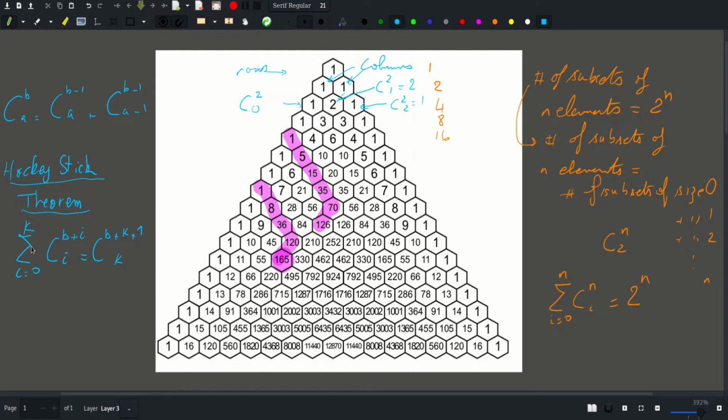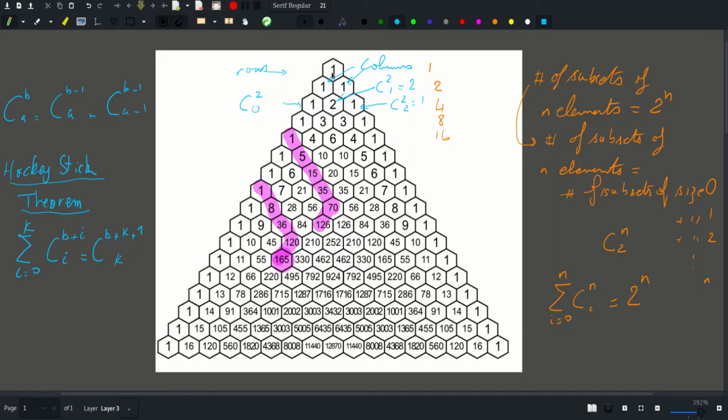So maybe in some theorem you might have a for loop that goes from 0 to k summing up these values, and instead of looping through all these values you can just calculate this in O of 1. And finally, there is an interesting relationship between Pascal's triangle and Sierpinski's triangle.